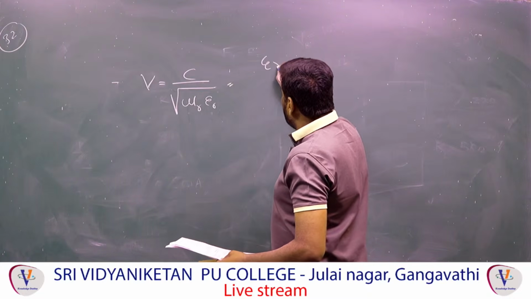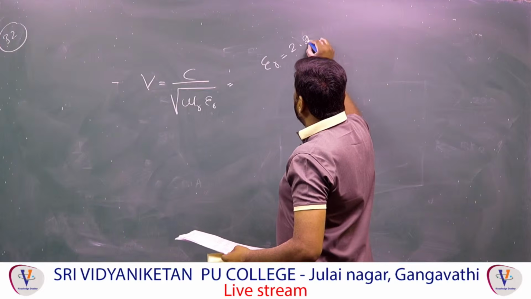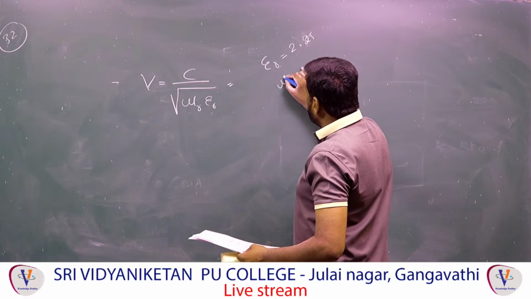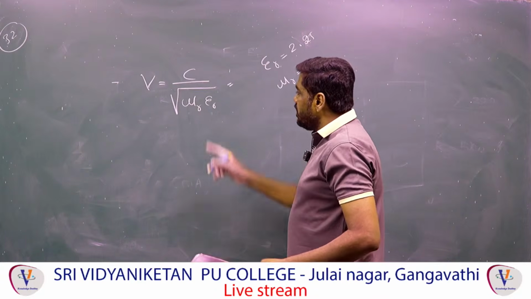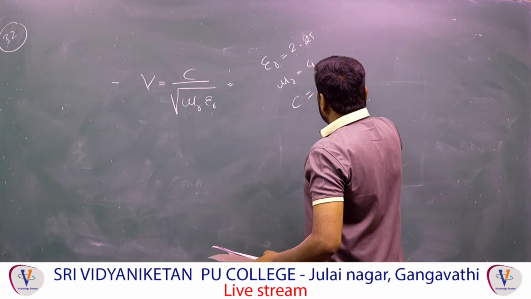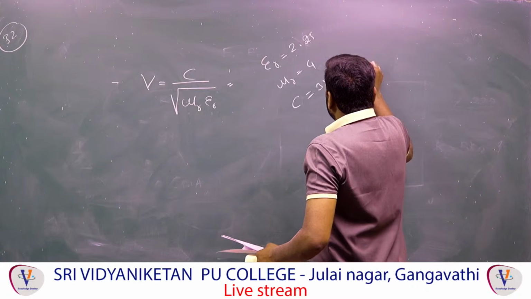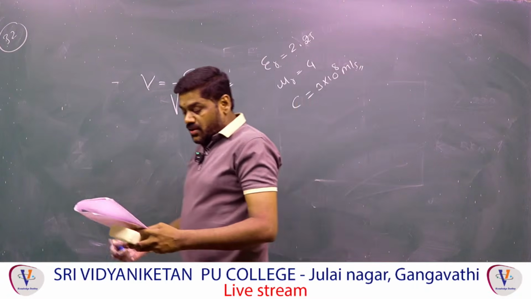So epsilon r is equal to 2.25 and mu r is equal to 4, simplify it, you will get the answer. And where C is equal to 3 into 10 power 8 meter per second, the speed of light in vacuum.